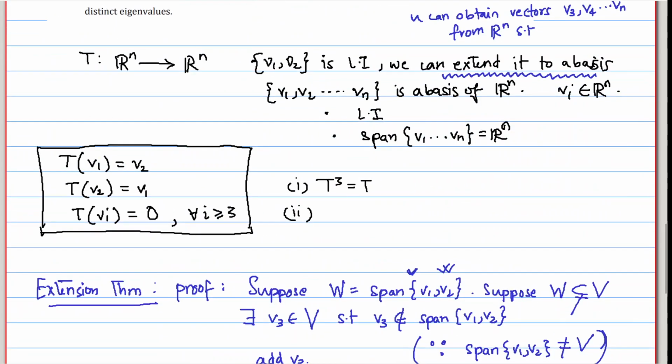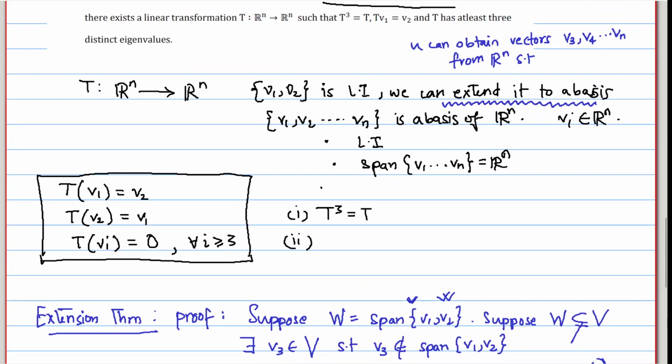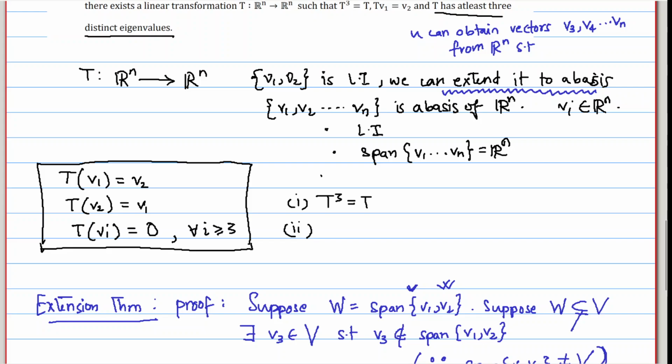So this is a proof of the extension theorem. What we want to show, number one, is T³ equal to T. Then we want to show that T has at least 3 distinct eigenvalues. T³ equal to T is obvious, right? Just observe the transformation. Now what about distinct eigenvalues?